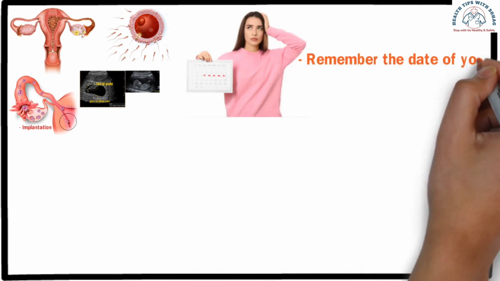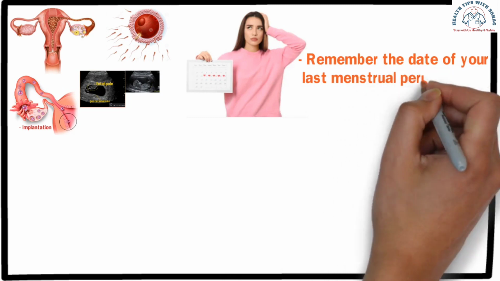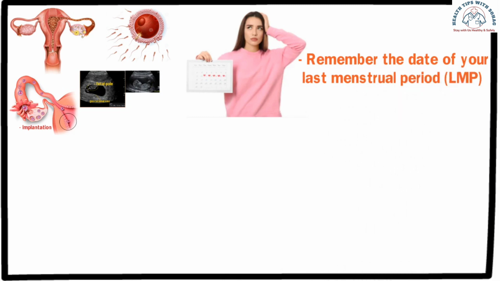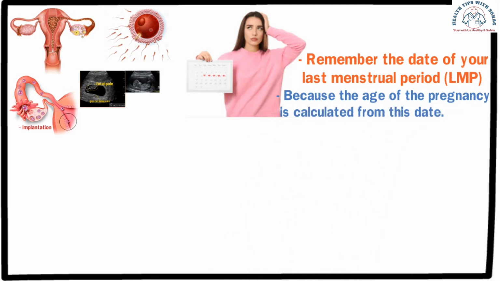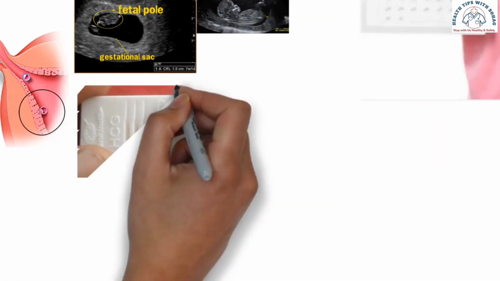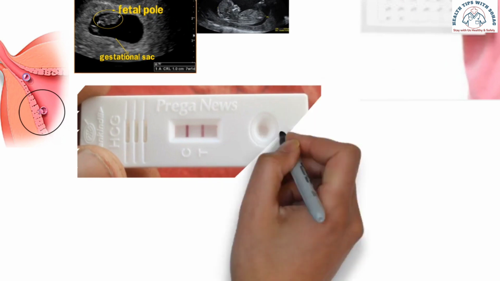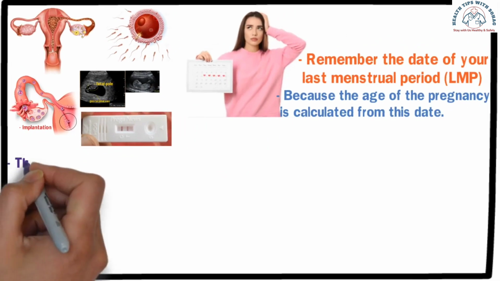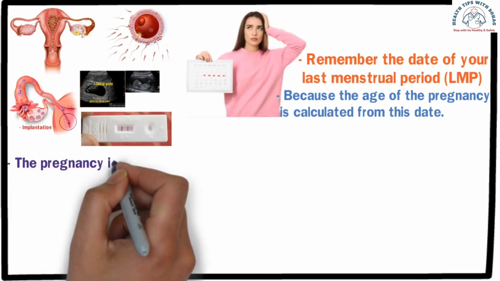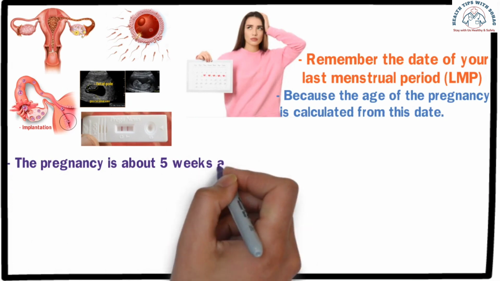It is very important to remember the date of your last menstrual period before pregnancy, because the age of pregnancy is calculated from this date. Typically, if you are pregnant, a urine test will show a positive result 1 week after missing your period and pregnancy symptoms will begin to appear. At this point, the pregnancy is about 5 weeks along.